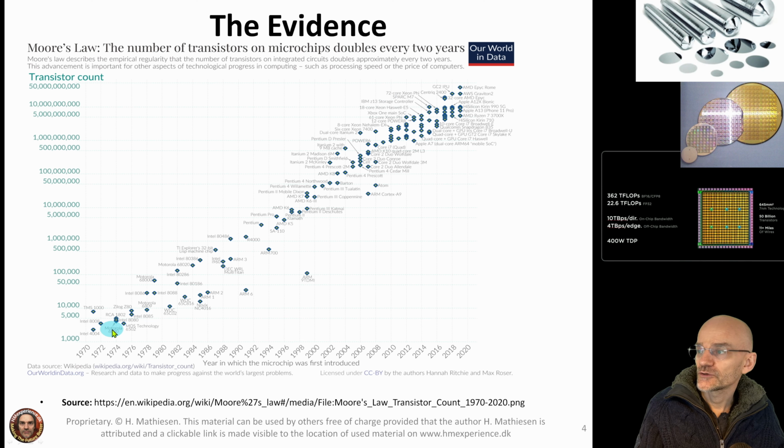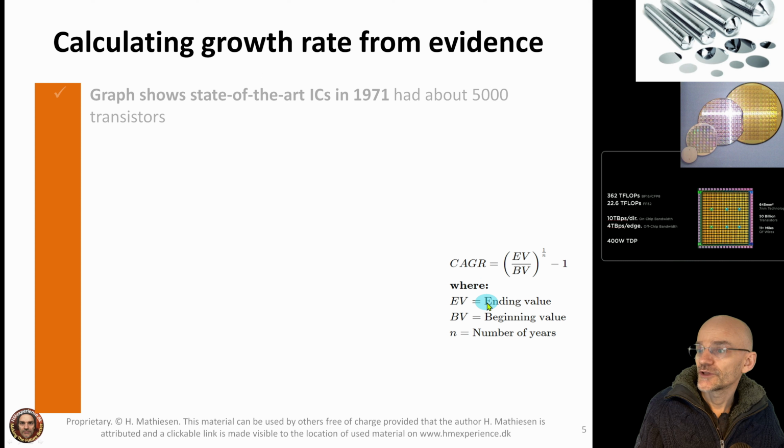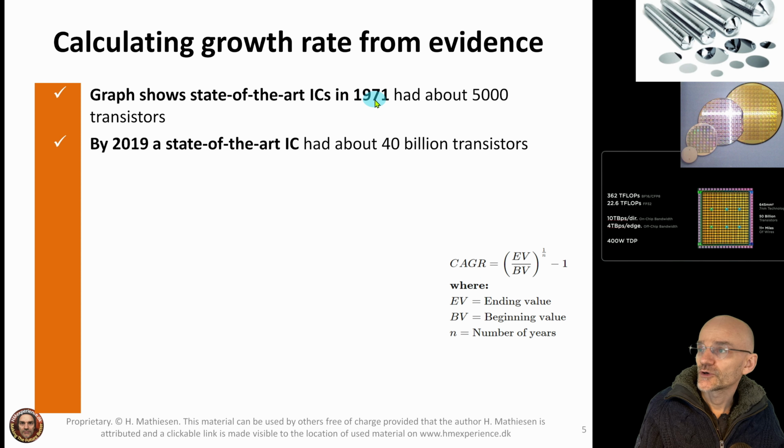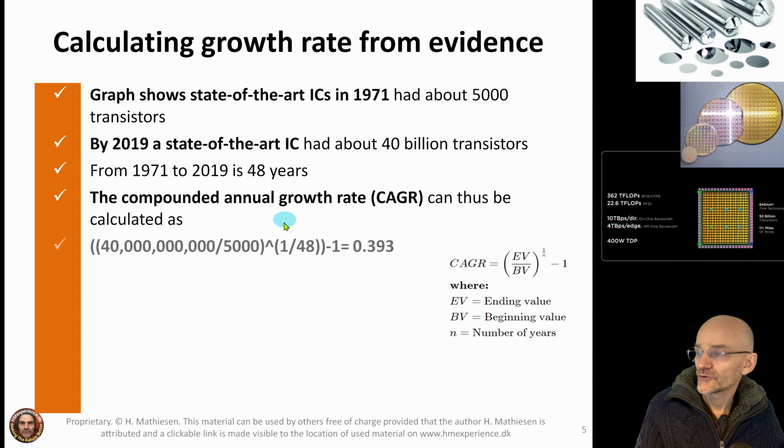So let's calculate the constant growth rate, because it's a straight line. We can do that by using this formula down here, and we have some data points that we need. For 1971, we had 5,000 transistors, and in 2019, we had 40 billion transistors, so quite an increase. And then we have 48 years in between, and that's all we need to calculate the growth rate.